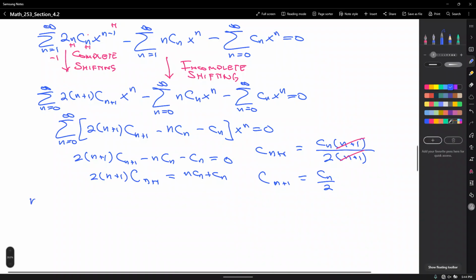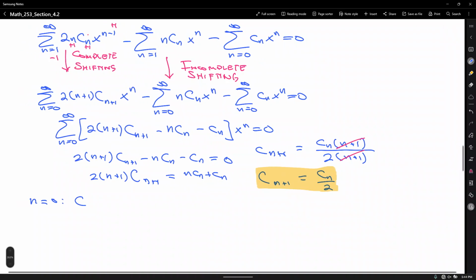So where do we start? We start at n equals the same starting index as the last step in the series in the differential equation, so we start at n equals 0. Let me highlight the recurrence relation so we can see where we are generating these coefficients. So c sub 0 plus 1, that is c sub 1, equals c sub 0 over 2. There's not much to say here. n equals 1: that is c sub 1 plus 1, which is c sub 2, equals c sub 1 divided by 2.